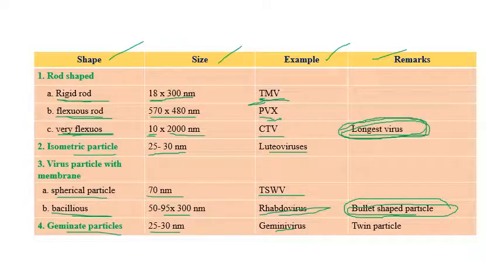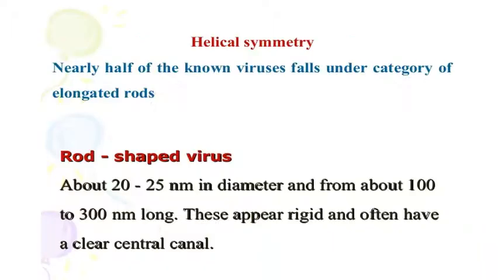The best example is Geminivirus. Gemini in the sense of twin particles, because it needs another virus for co-infection, and all those things. It needs another virus for infection. That is called twin; Gemini in the sense of twin. So this is about shapes and their sizes.